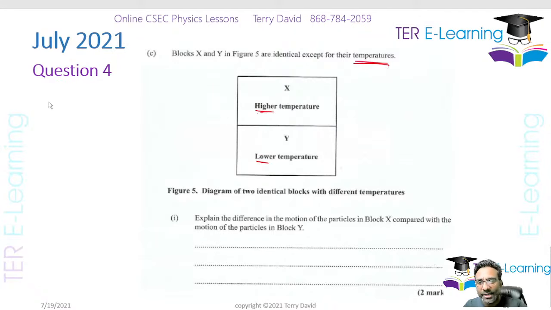What CXC is really trying to see is if you know that temperature is dependent on the kinetic energy of the particles in that block. So the more kinetic energy something has, the higher the temperature. That's the basic idea here, right? The more kinetic energy something has, the greater the temperature. So if we're talking about the motion of the particles, this is what we're going to say.